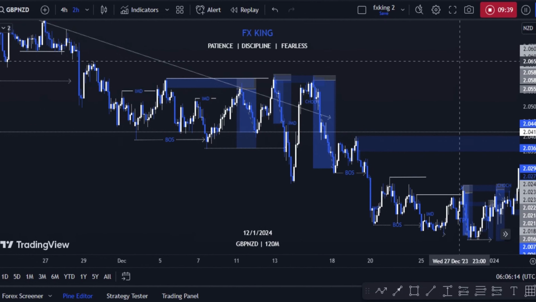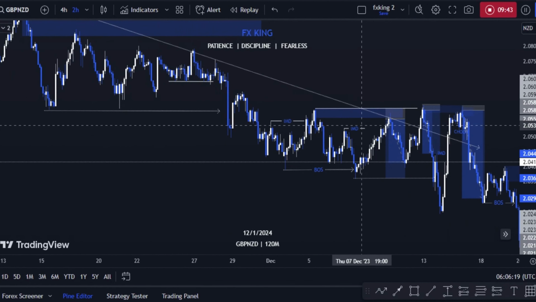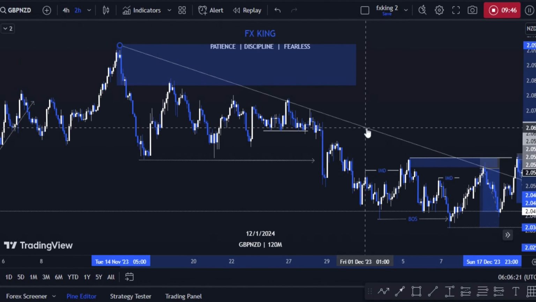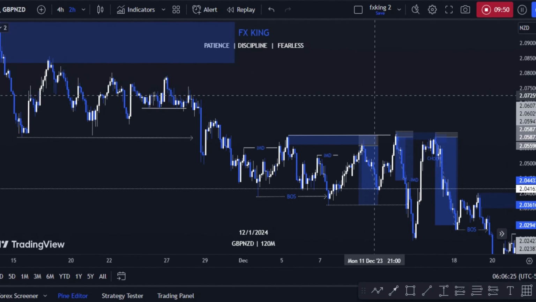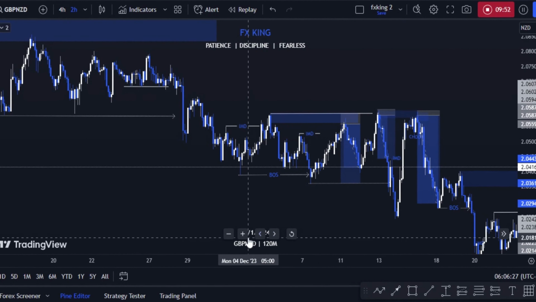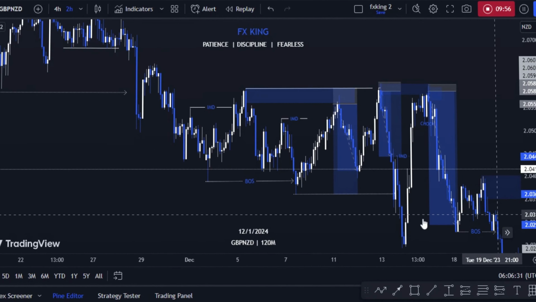Now, as a trend line trader, from here, you will not know what to trade. But using this simple concept that I'm teaching you now, you'll be able to get a lot of trades. For example, let's look at this.